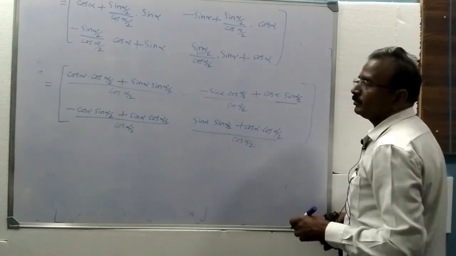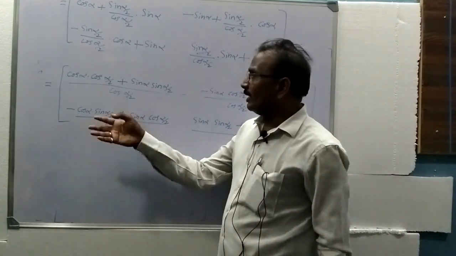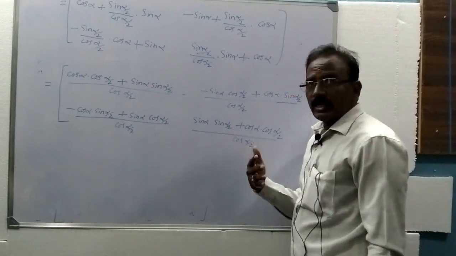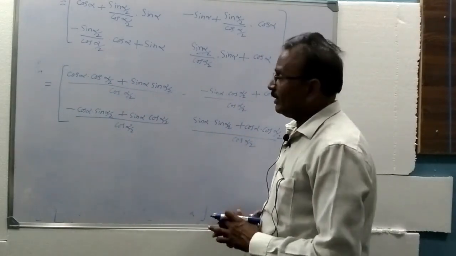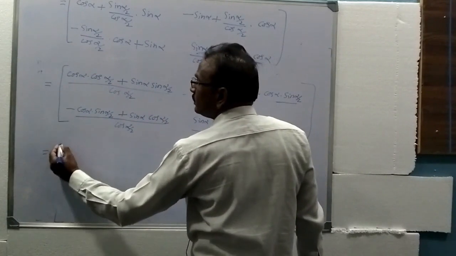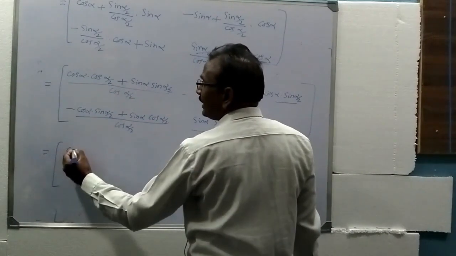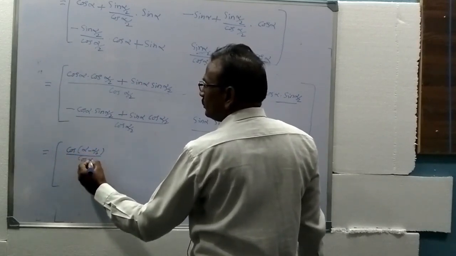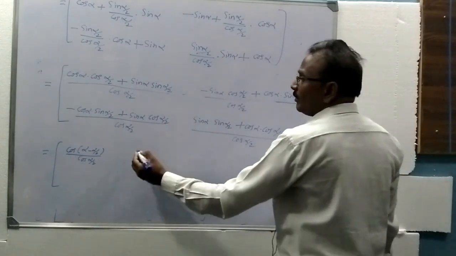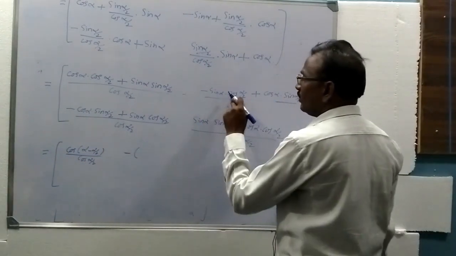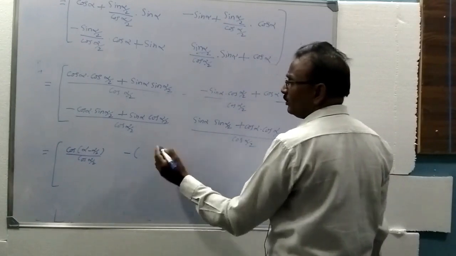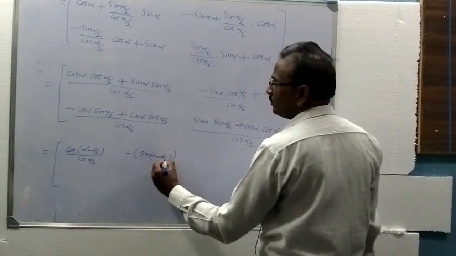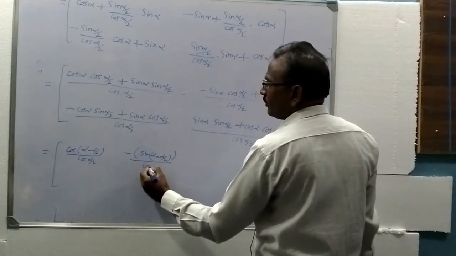So we have compound angles. Cos x into cos y plus sin x into sin y is cos of x minus y. Next, sin x into cos y plus cos x into sin y is sin of x plus y. Using compound angles, the first row becomes cos of x minus y, that is alpha minus alpha by 2, divided by cos alpha by 2. Next, if you take minus outside, that becomes sin alpha cos alpha by 2 minus cos alpha into sin alpha by 2, that is the sin x minus y formula, alpha minus alpha by 2, whole divided by cos alpha by 2.